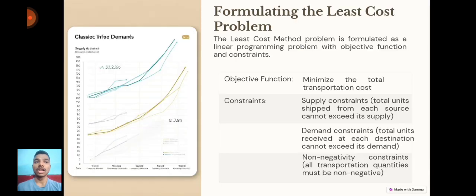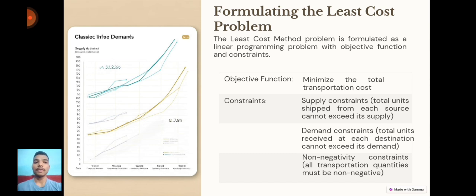Formulating the least cost problem. The least cost method problem is formulated as a linear programming problem with objective function and constraints. Objective function. Minimize the total transportation cost.